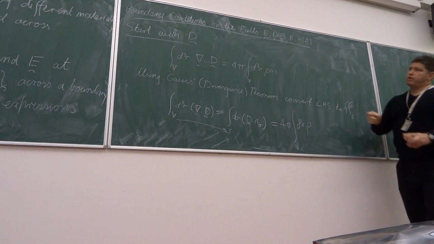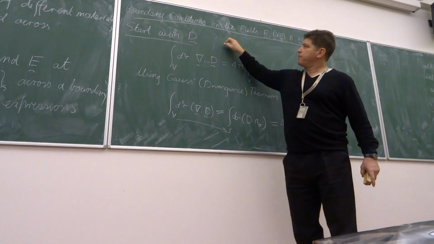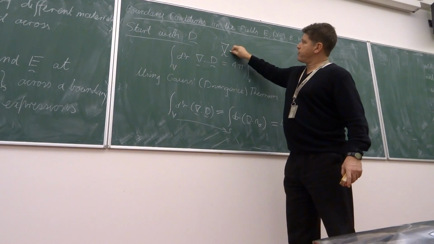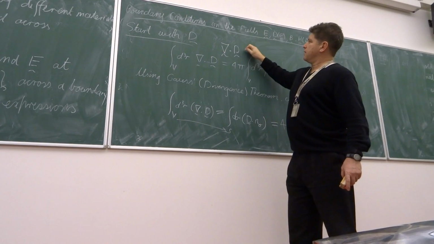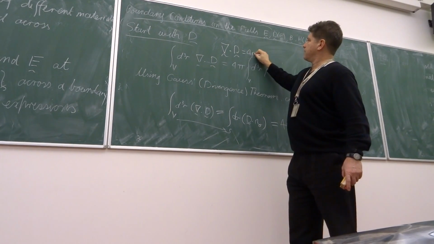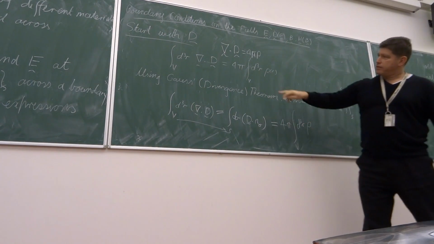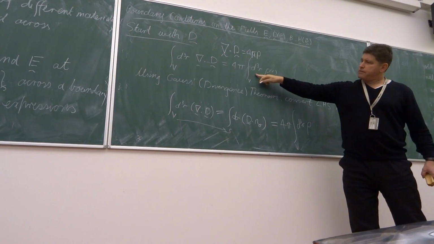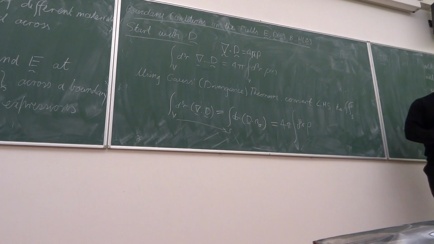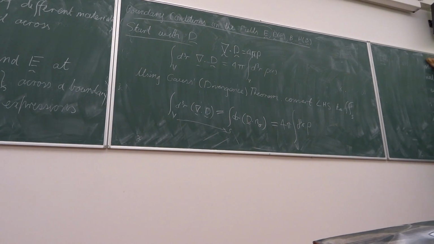So you see here that we've transformed originally from the differential form of Coulomb's law, which was that 4 pi rho, directly via the divergence theorem to the original integral formulation that we had at the very beginning.